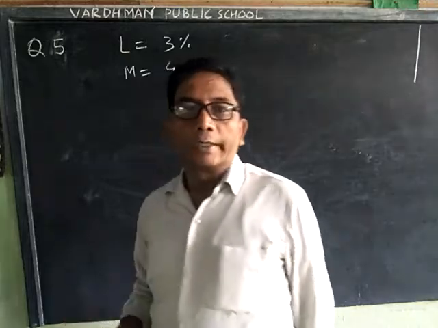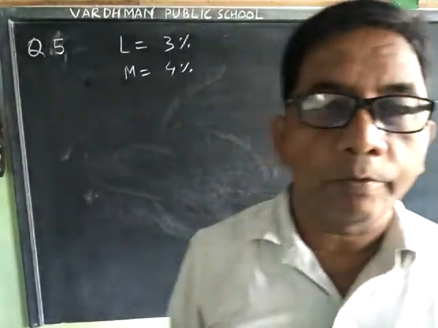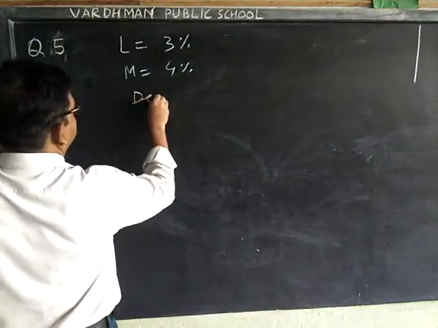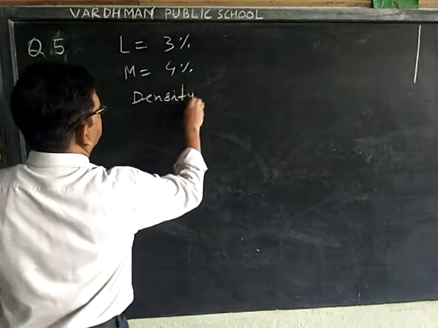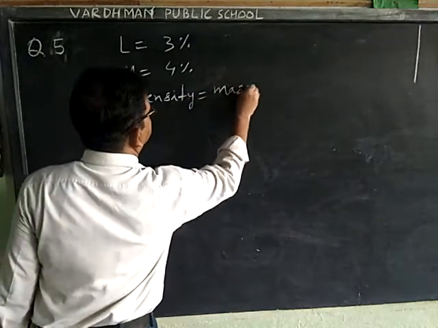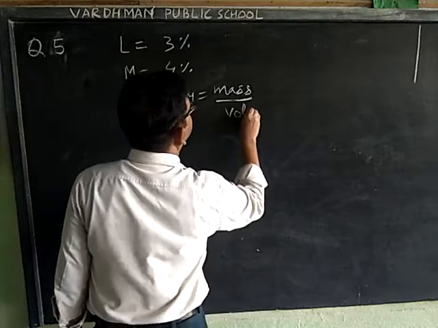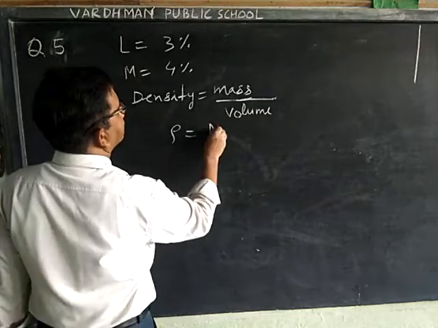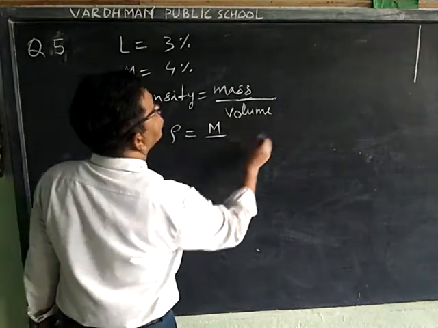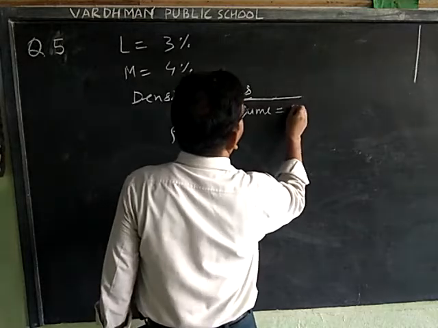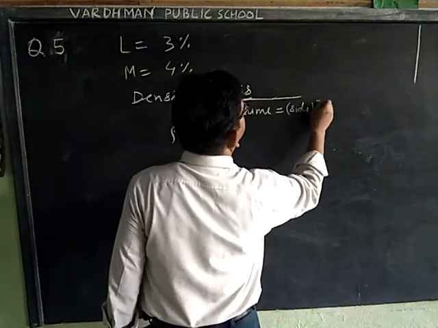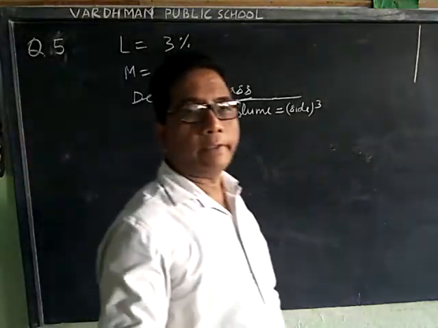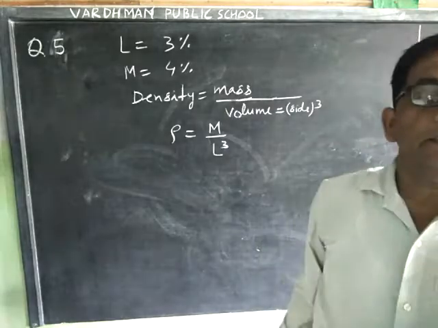We know density is equal to mass upon volume, and volume is equal to side cube. Suppose density is represented by rho and mass is m, and volume is equal to side cube, that is L cube. Now we will find percentage error in density.